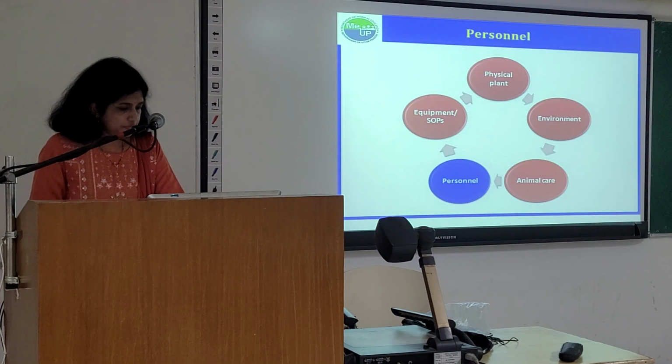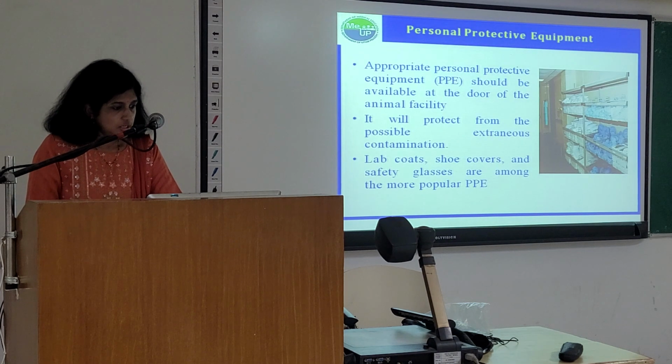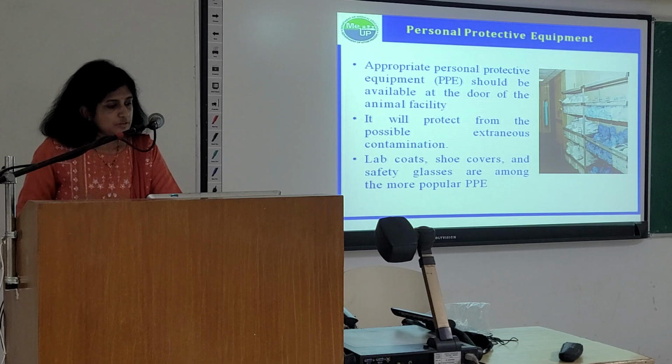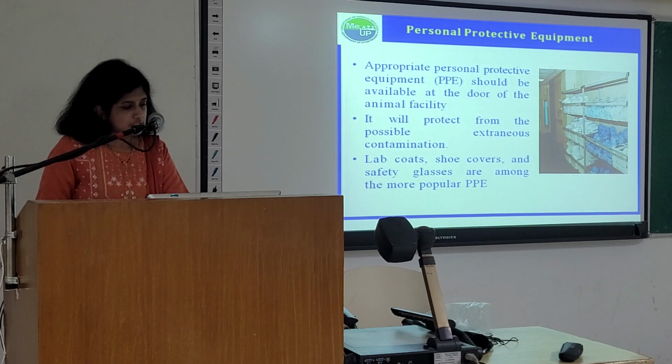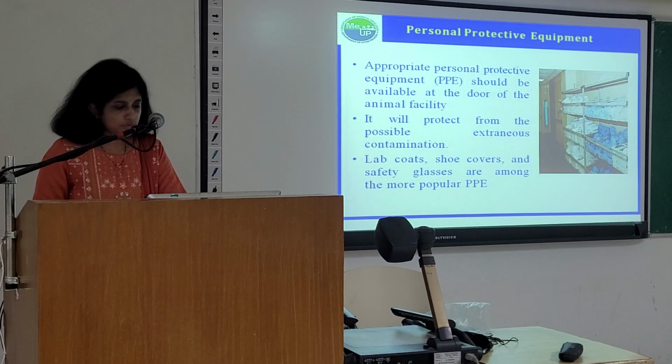Now, the fourth constituent of the animal facility is personnel. Appropriate personal protective equipment should be available at the door of the animal facility. It will protect from possible extraneous contamination. Lab coat, shoe covers, and safety glasses are among the more popular PPE.